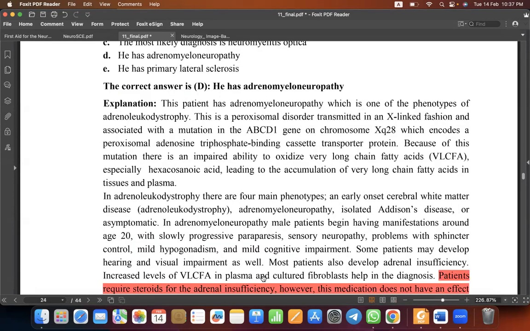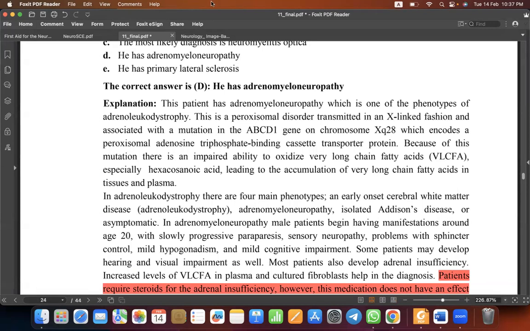So adrenomyeloneuropathy is a condition of adrenoleukodystrophy. It's particularly involving the ABCD1 gene on the X chromosome, which codes for a peroxisomal protein that is very important. Due to this mutation, the patient will be unable to oxidize very long chain fatty acids, particularly hexacosanoic acid. Okay, the hexacosanoic acid will be accumulated in large amounts. The patient having these sorts of symptoms is typically explaining this condition.